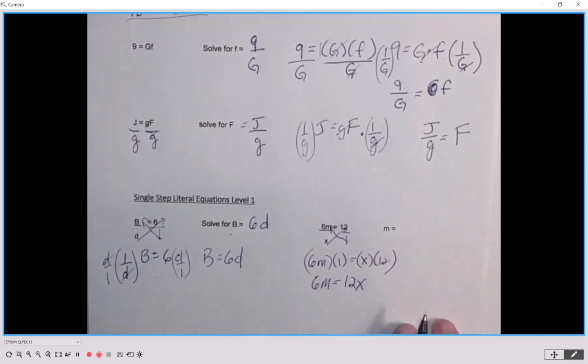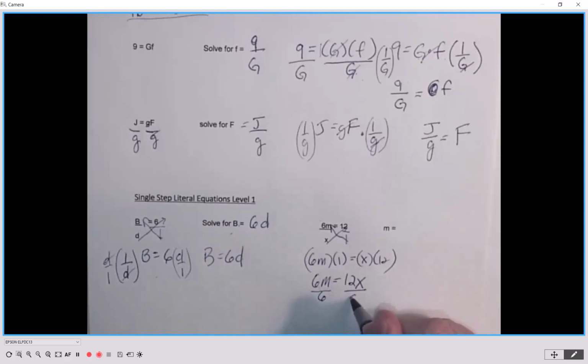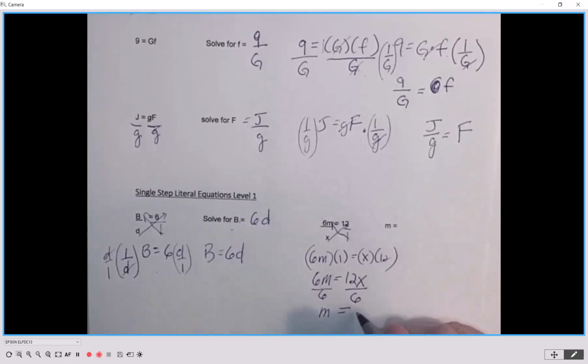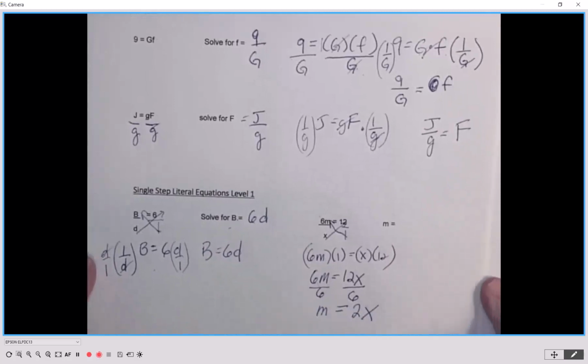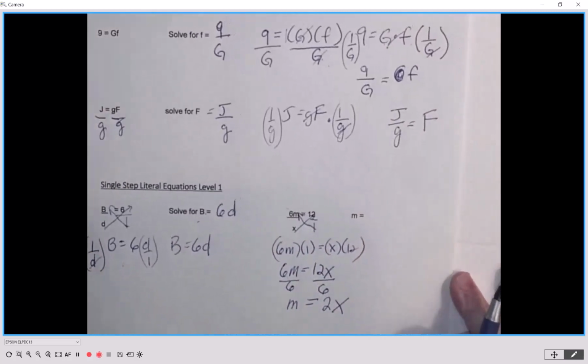Once I get that, I can see that there's a 6 attached to here, so I can divide each side by 6, leaving me with m is equal to 2x. And that's my answer using this method.